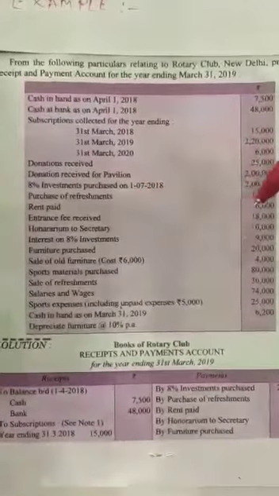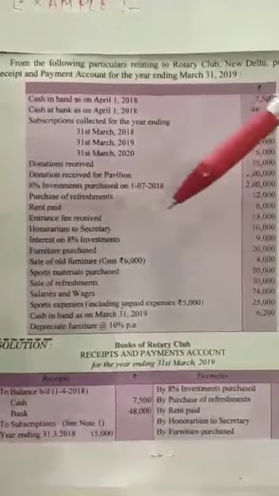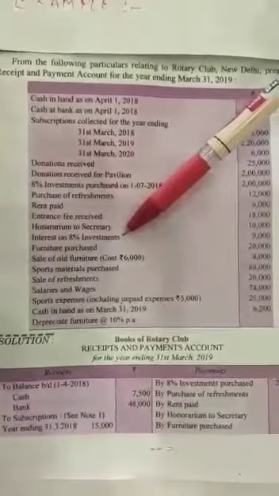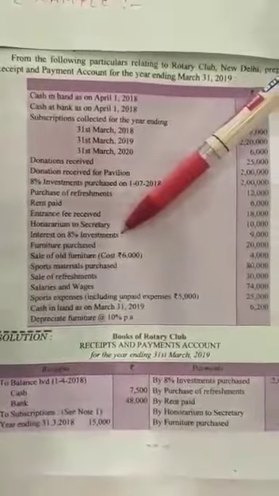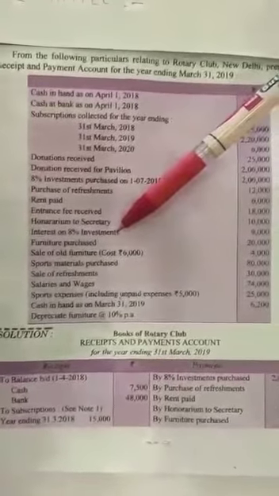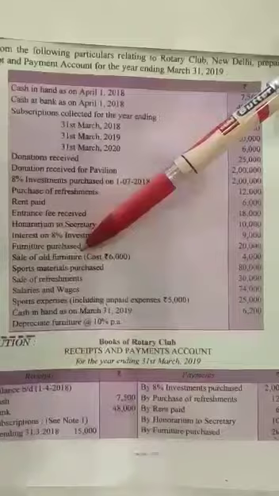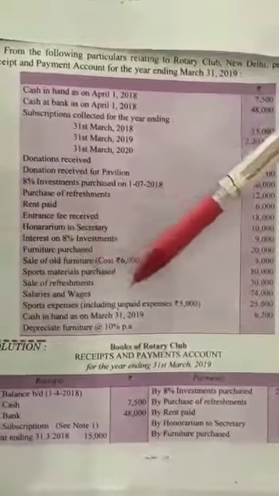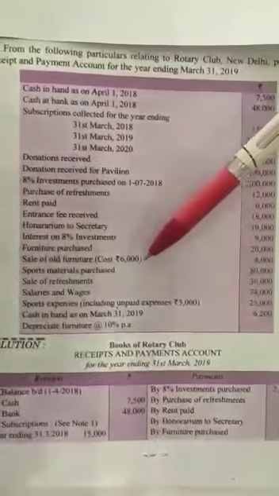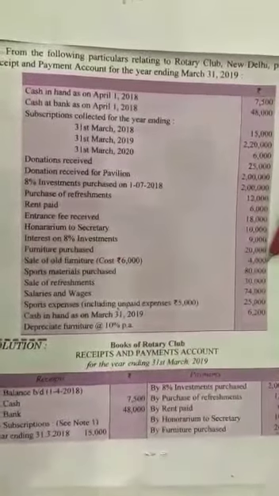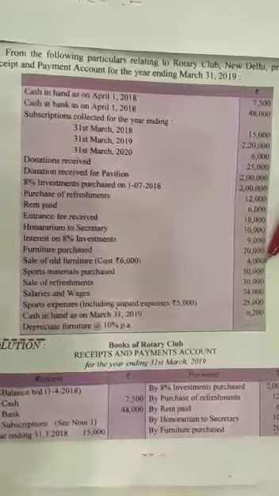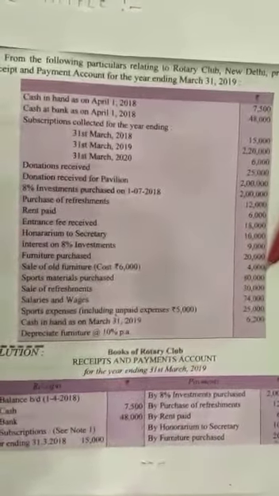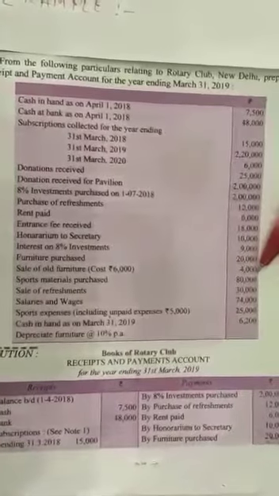Interest on investment, 8%, is mentioned here because the investment is an asset, so interest on the investment will be called interest received, and it will go to the receipt side. Furniture purchase is an outflow, so it will go to the payment side. Then the sale of old furniture: two values are mentioned here, the cost price and the selling price of 4,000. So 4,000 is the sale price, and only the sale price will be entertained, so it goes to the receipt side.